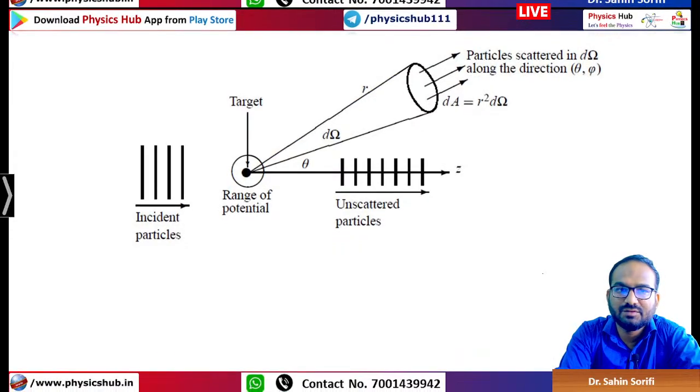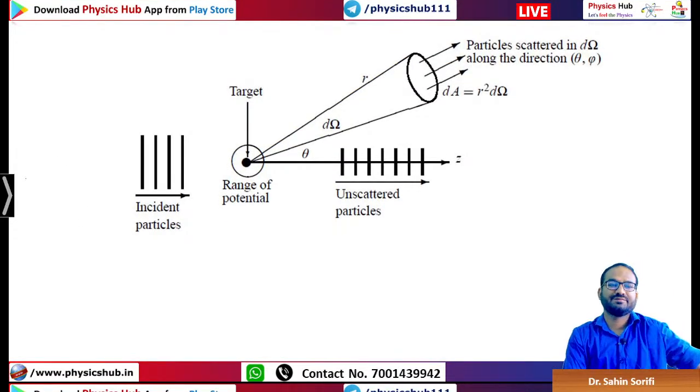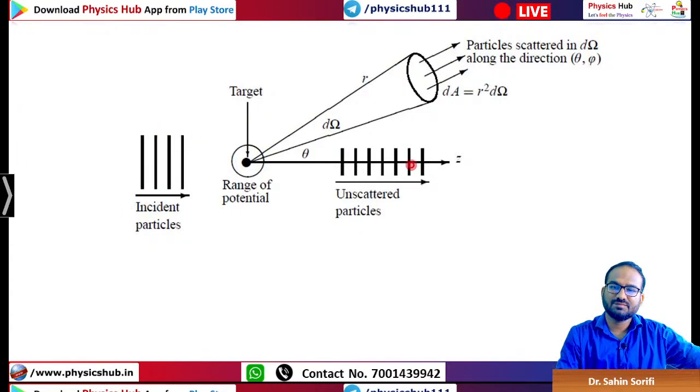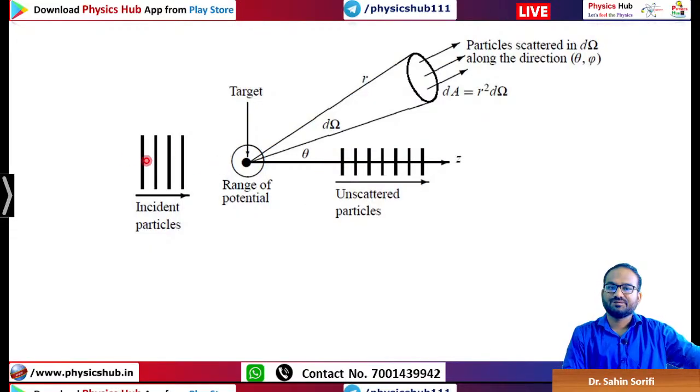Now look at this. This picture is very important. Here you have shown the scattering. Your incident wave is coming, and you see most of the wave is getting unscattered. So we can say this is the incoming wave and this is the scattered wave overall. The scattered wave is composed of the unscattered plane waves plus the spherical wave, which is scattered in different directions.